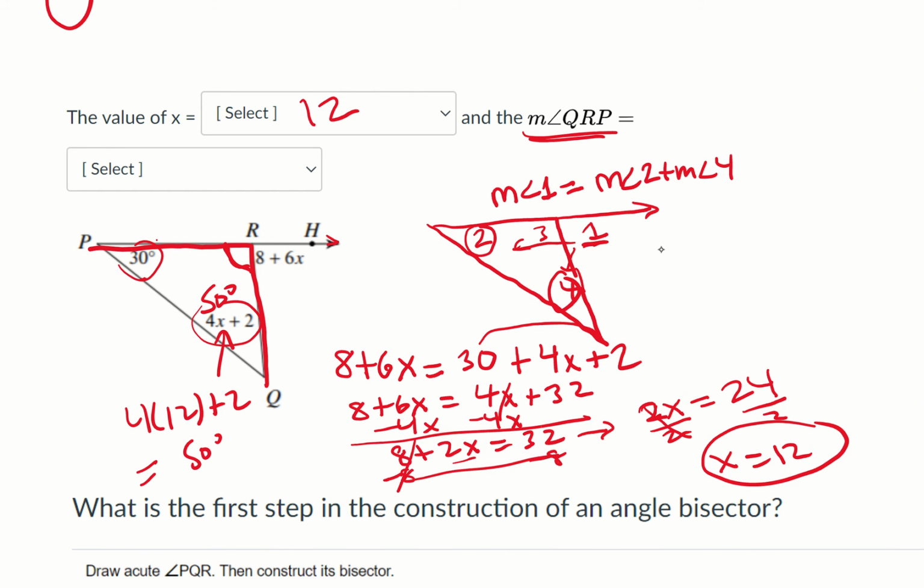Well, on a triangle, all the angles have to add to 180, right? So we have 50 and 30. And whatever that angle is, let's call this y for a variable. And that has to add to 180. So 50 plus 30 is 80. And then 80 plus 100 is 180. So this has to be 100.